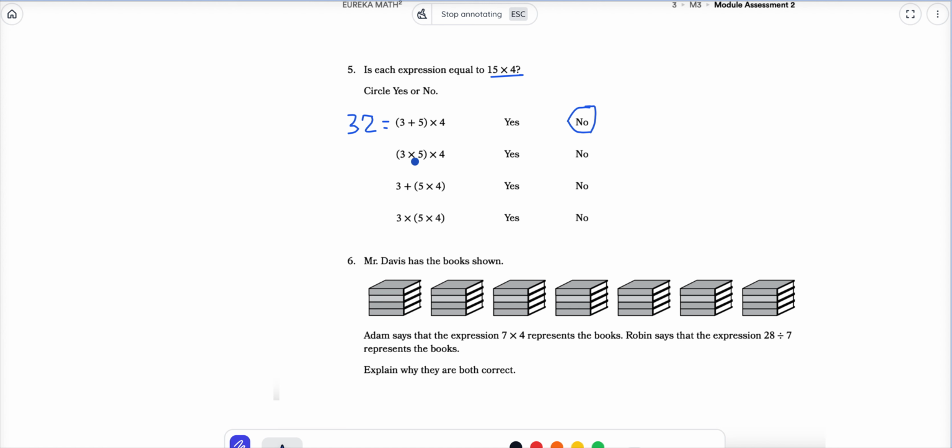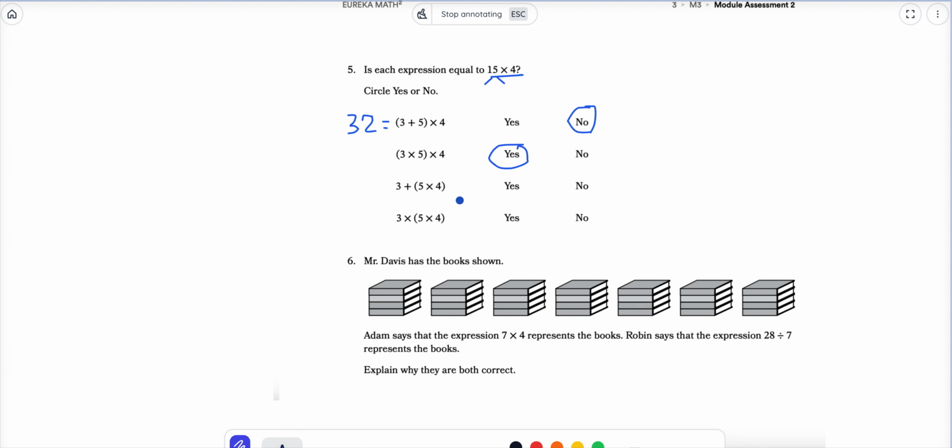Angel, yes or no? Yes. Why yes? You're correct. Because 3 times 5 is 15, and that's our number. Exactly. The constant is times 4, so 15 can be broken up into 3 times 5. That's correct. Very good, Angel. What about this next one here?